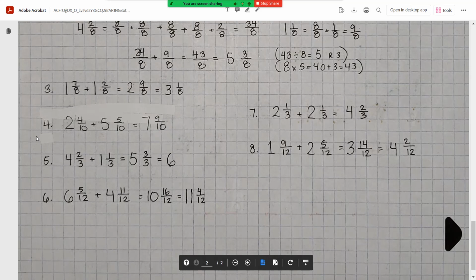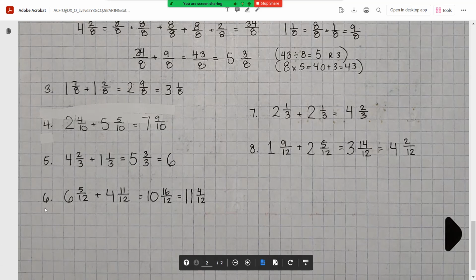For number 5, we had 4 and 2/3 plus 1 and 1/3. So 4 plus 1 is 5. 2/3 plus 1/3 is 3/3. So 5 and 3/3 is the same thing as saying 6 whole.